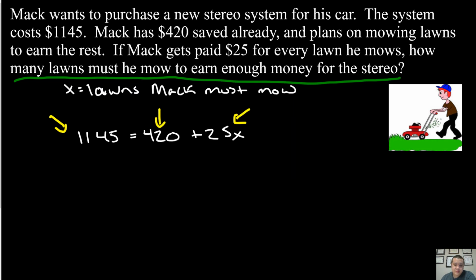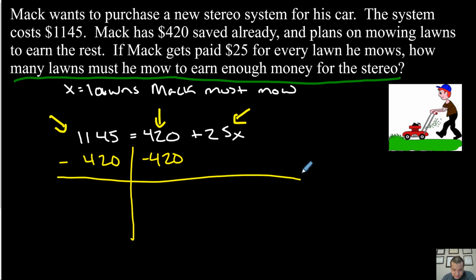This is because he makes $25 for each lawn, times x lawns that he mows. So we're going to go ahead and solve by subtracting 420 from both sides. What we get is 725 equals 25x. Then we're going to multiply both sides by 1 over 25, or divide both sides by 25, however you think about it.